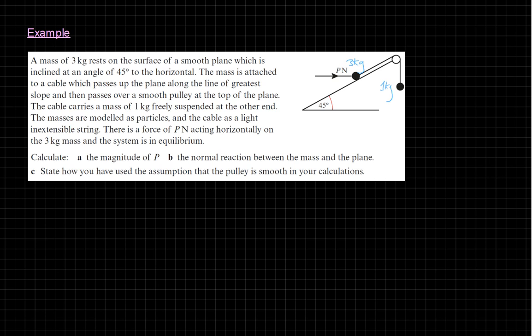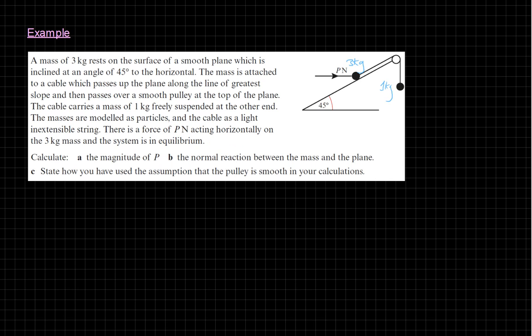Okay. The masses are modelled as particles and the cable as a light, inextensible string. So in other words, you can use your usual simplified assumptions, which we always do. The cable or string doesn't stretch and it has no mass. There is a force of P newtons, that's that one there, acting horizontally on the 3 kilogram mass, and the system is in equilibrium. Okay, so nothing is moving.